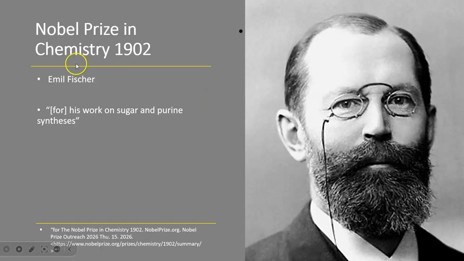Hello, in this video we look at the Nobel Prize in Chemistry for the year 1902, awarded to Emil Fischer. This is the first video on this. The second video will deal with his lecture. This is more general. And why was he awarded the prize? For his work on sugar and purine synthesis. This is the shortest way of saying that, coming from Wikipedia, by the way.